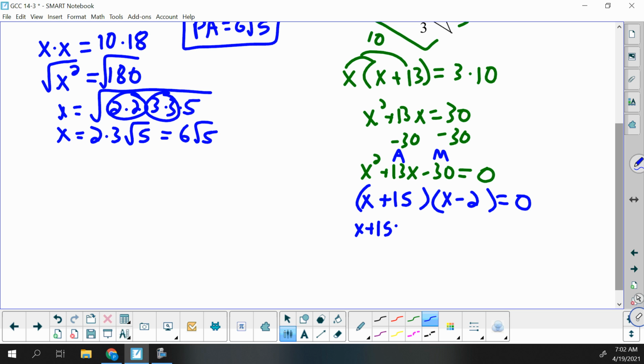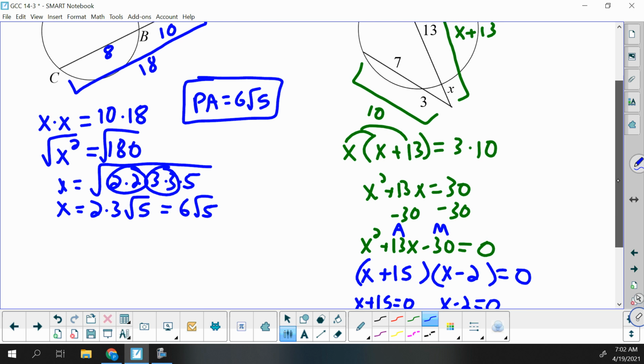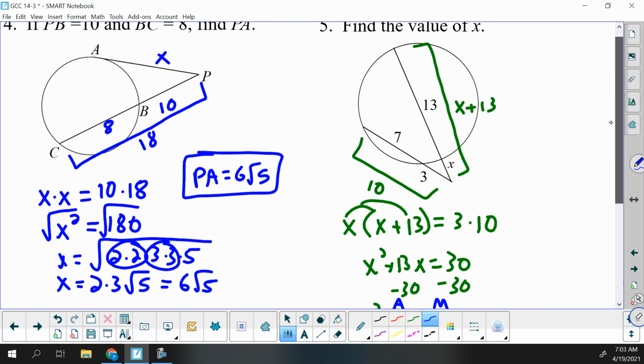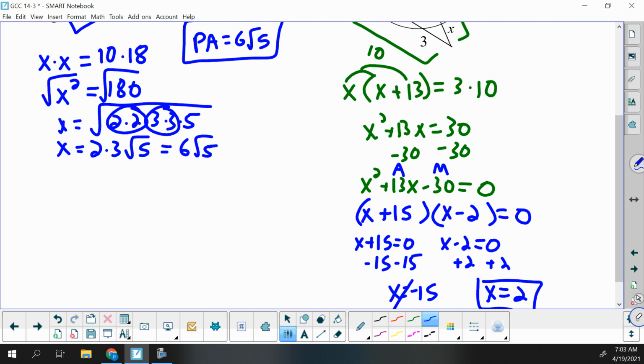So we set those each equal to 0. We'll subtract the 15 over, and we get x equals negative 15. And we'll add the 2 over, we get x equals 2. So we got a negative answer for x. We need to see, does that give us a negative length in our picture? Well, we had a length that was x, so yes, we would have to get rid of that negative 15. If, say, our length was like x plus 20, well, then negative 15 is okay, because that would give us a positive back. So we have x equals 2. The question just wanted us to find x, so that's our answer.